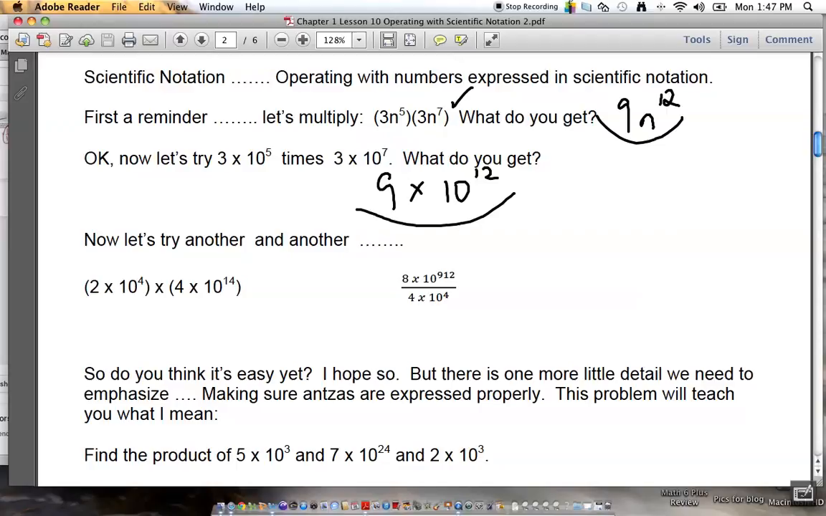Now, we get a little bit more complicated. We get a little bit more complicated sometimes if we have numbers that are bigger than 10. Then we have to make an adjustment. Let's see what happens here. What do you think 2 times 10 to the 4th times 4 times 10 to the 14th is? Head in the game here, right? What are we going to get here?